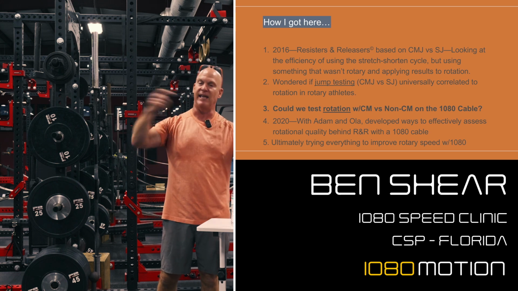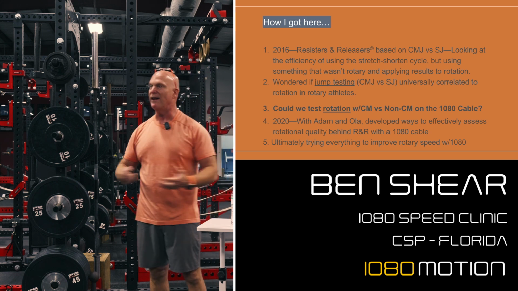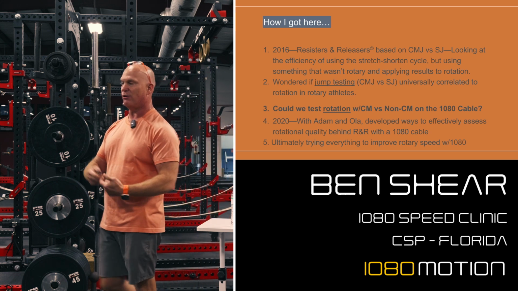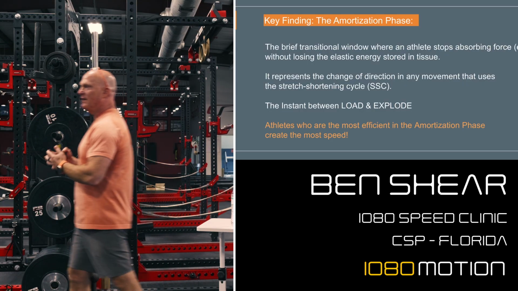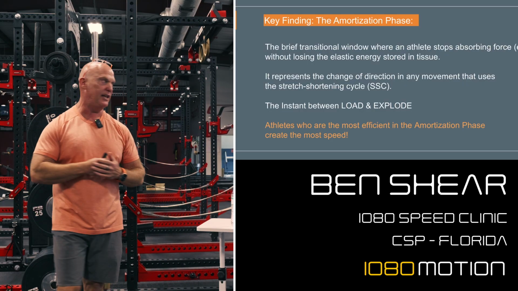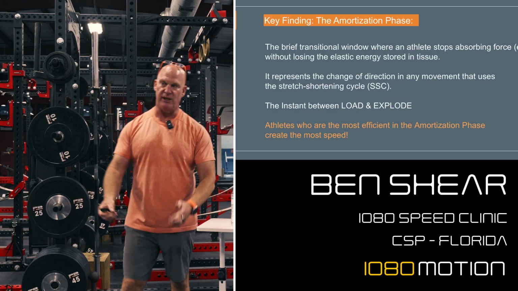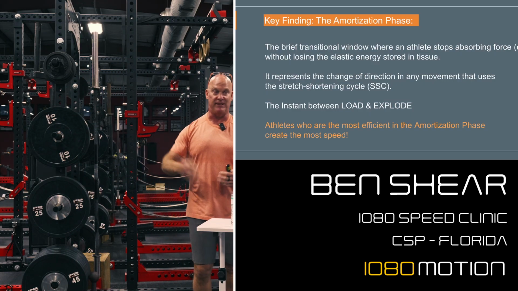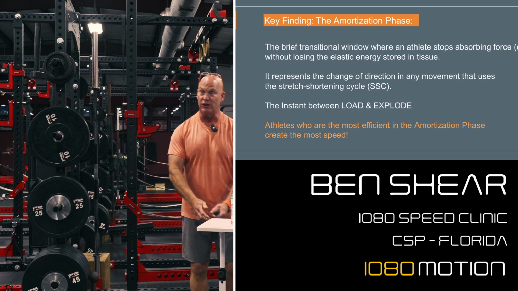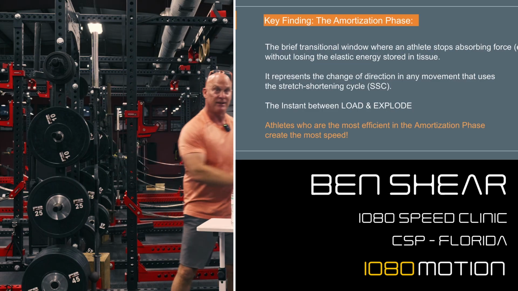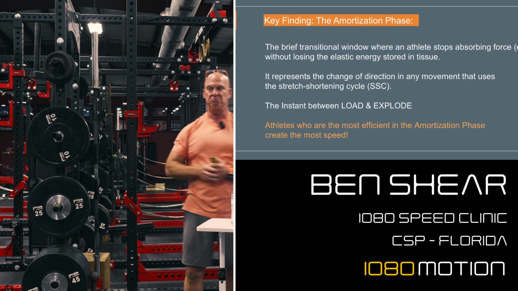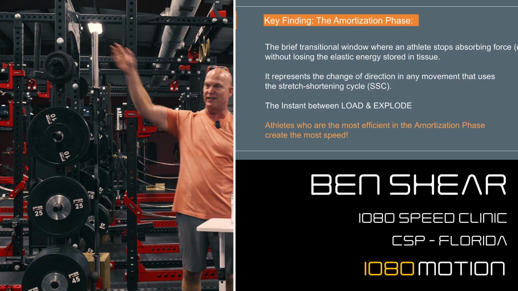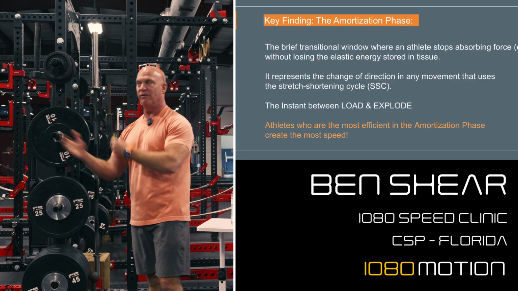And then as I kept going, I just was like, how can I use this thing to get people faster in rotation? That was kind of what my goal was. So what did we find as we started looking at stuff, right? We started doing all these different testing, and basically we were thinking about the squat jump as a counter movement jump versus squat jump. We started doing diagonal chops versus counter movement diagonal chops, right? Because on the 1080, you can control the velocity the cable's moving at. You can do all of this cool stuff.